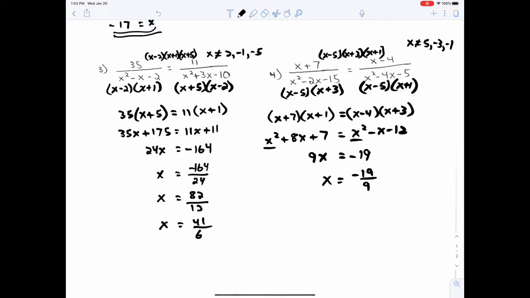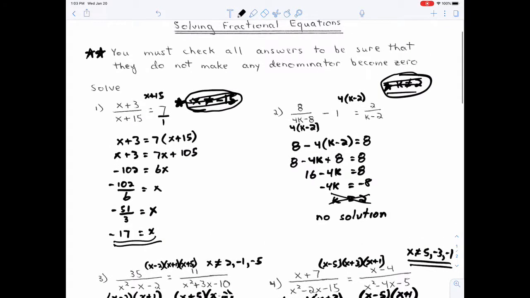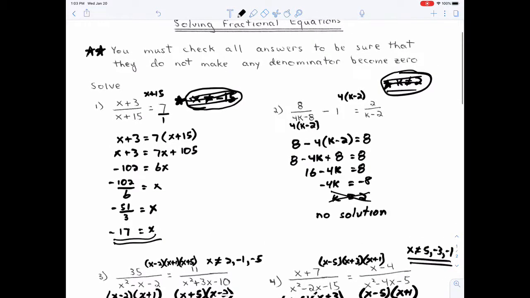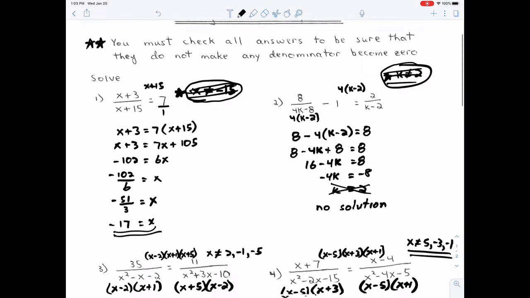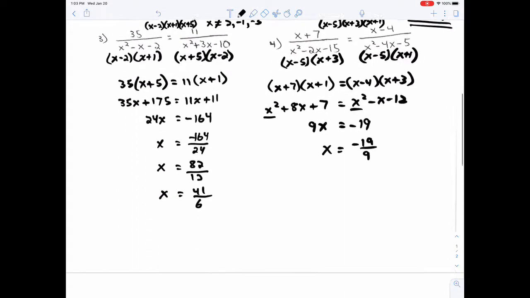Okay, now let's check it. Is that 5, -3, or -1? No, so we're good. So the main thing here is getting rid of fractions. Okay, if you don't get rid of fractions, you're not going to be solving this correctly. But quite frankly, the new thing, which is the thing you really have to be careful of to remember, is that you must always check your answers to make sure that it doesn't make a denominator become 0, like it did in problem number 2 here. Okay, other than that, that's it.